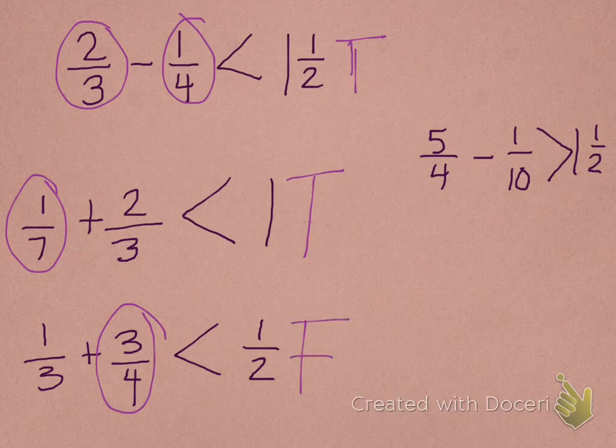And the last one, 5/4 minus 1/10 is greater than 1 1/2. So 5/4 is the same as 1 1/4 minus 1/10. 1 1/4 is already less than 1 1/2, and then I'm taking away 1/10, so it would still be less than 1 1/2. So this is also false.